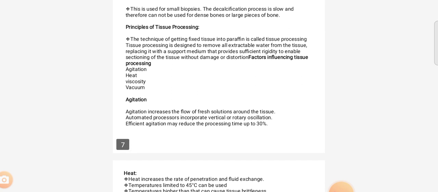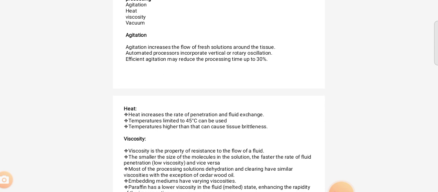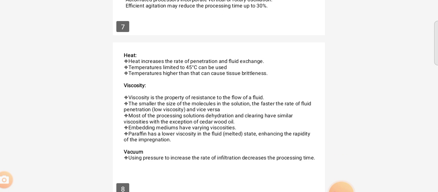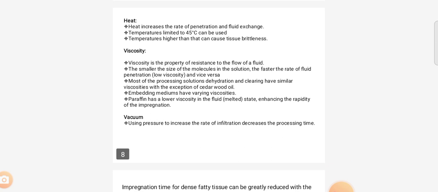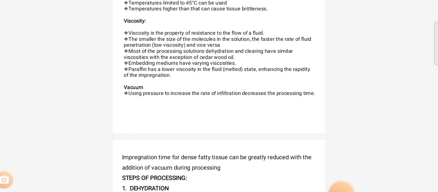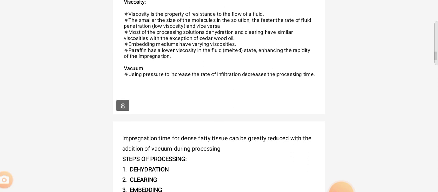There are several factors: agitation, heat, viscosity, and vacuum. Agitation increases the flow of fresh solutions around the tissue. Heat increases the rate of penetration and fluid exchange, and temperature up to 45 degrees Celsius can be used. Temperature higher than that causes tissue brittleness. Viscosity is a property of resistance to flow of a fluid. Vacuum: using pressure to increase the rate of infiltration decreases the processing time.